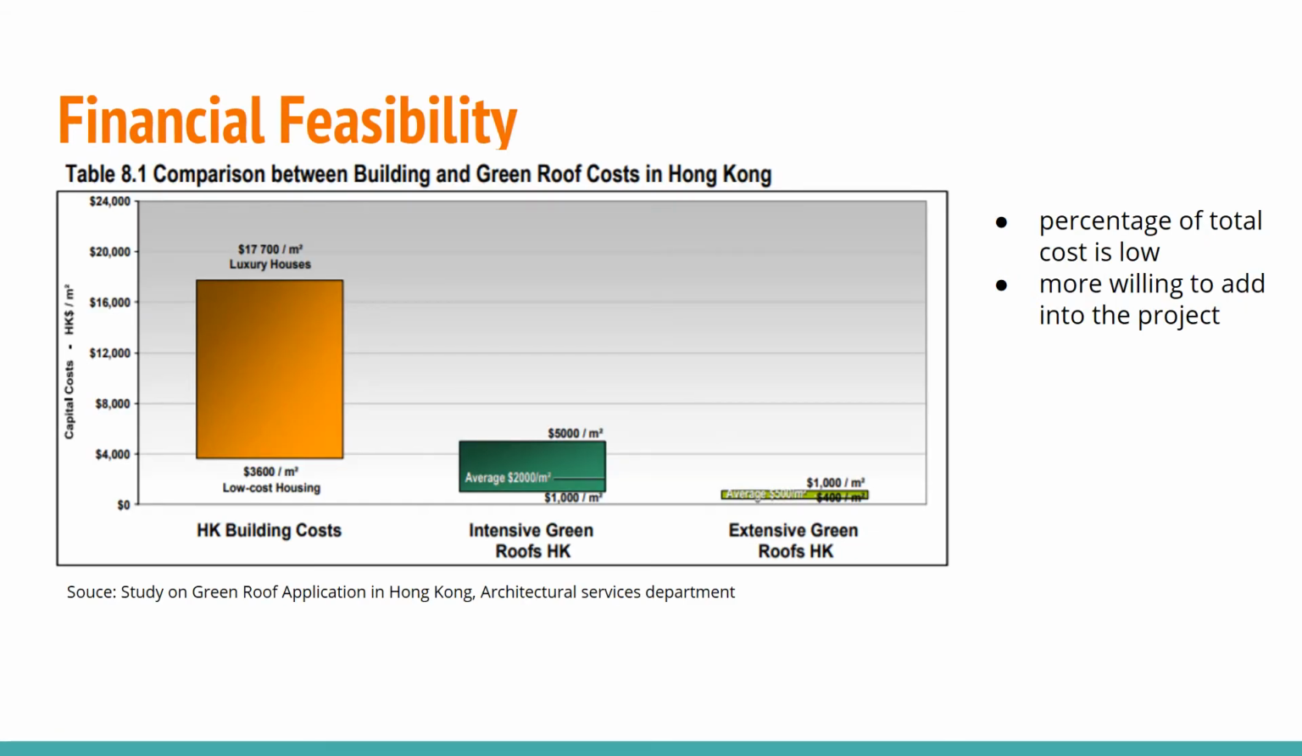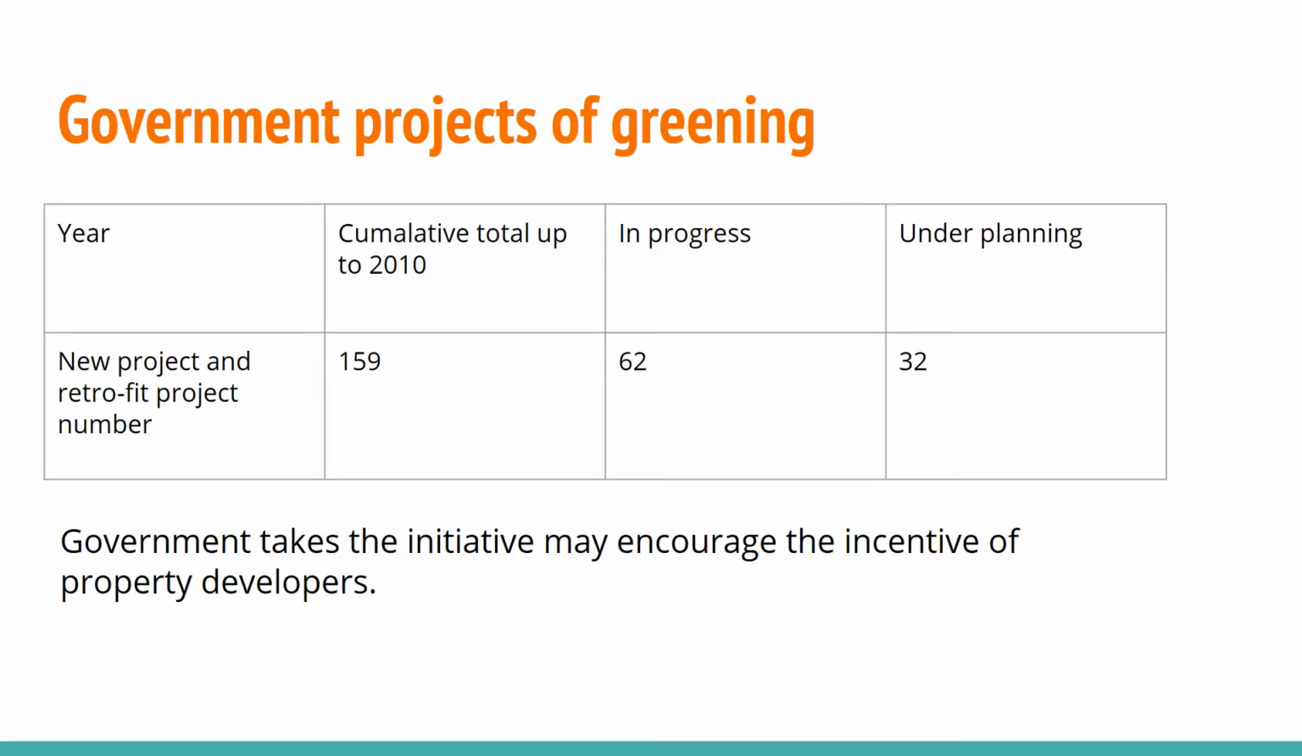For financial feasibility, this bar chart reveals that the cost of a green roof is much lower compared to the cost of buildings. The low cost could make property developers more willing to add a green roof to their building projects. After discussing the feasibility, I would like to show you the data of government projects. We can find that there are quite a lot of greening projects the government has run. We hope that greening will be more prevalent with the lead of the government.